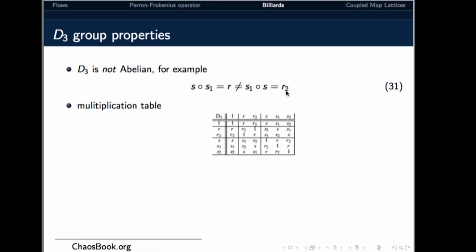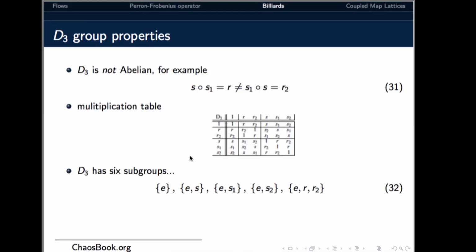And this one can also be seen by the multiplication table, which you can also find in the chaos book, or also in the book by Tinkham. And the multiplication is just what happens if I compose, let's say, two operations, and then in the middle I find the operation that I get.